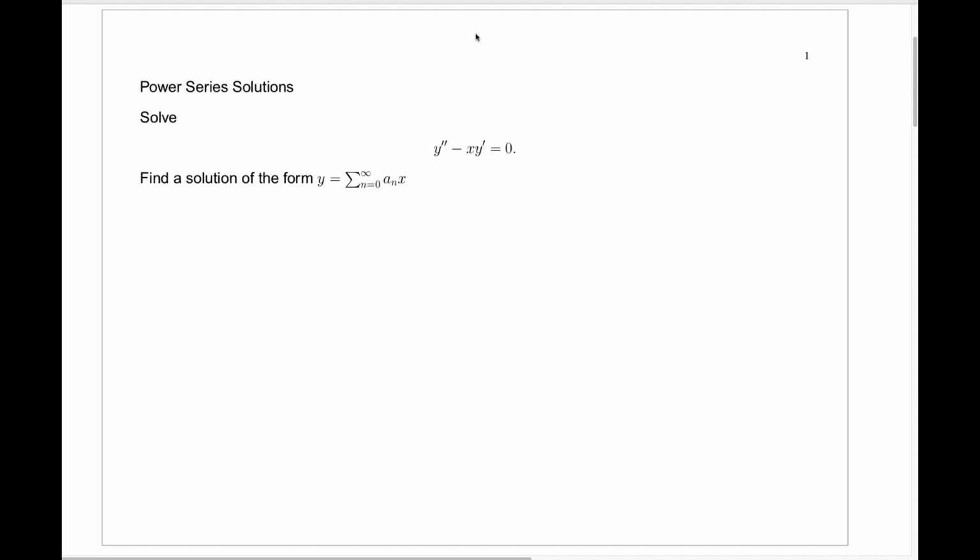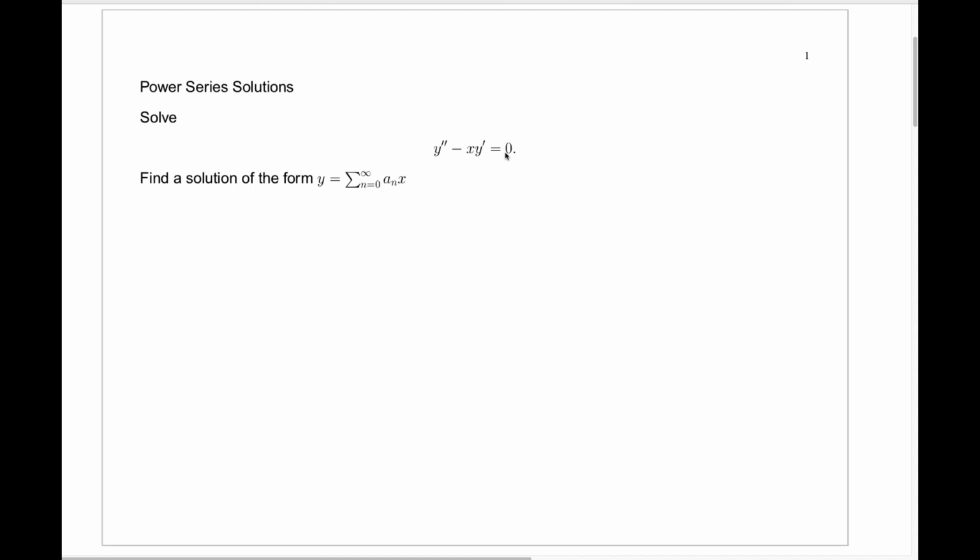Today we're going to start off by going through one more entire example of solving a differential equation. We're looking at second order linear homogeneous differential equations with power series. So let's start with a very simple one, though not a constant coefficient one: y double prime minus xy prime equals 0.